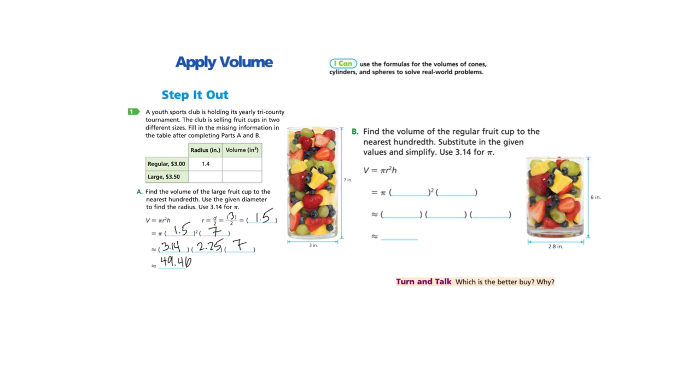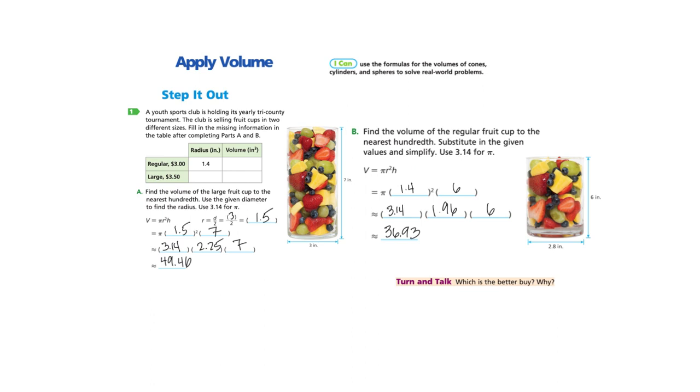B, find the volume of the regular fruit cup to the nearest hundredth. Substitute in the given values and simplify. Use 3.14 for pi. So we're going to use pi times the radius squared times the height. Again, they give you the diameter, 2.8, so the radius is 1.4. And then the height is 6. So they want us to use 3.14 for pi times 1.4 squared, which equals 1.96, times 6. And when you multiply that all together, you get 36.93.